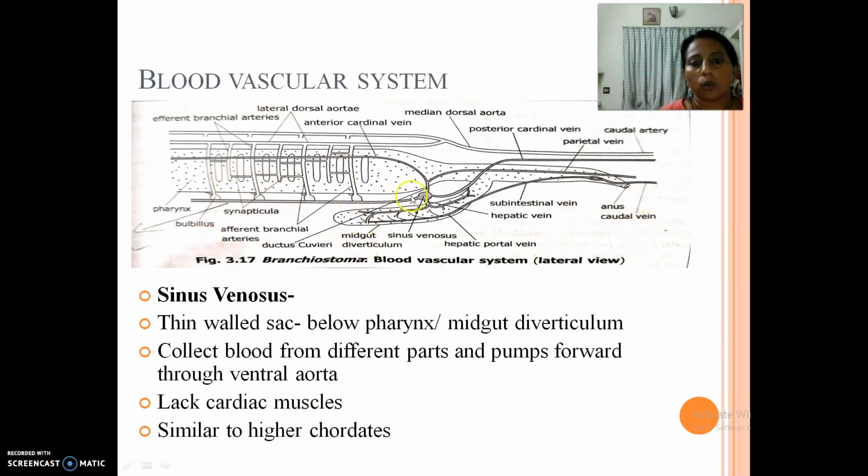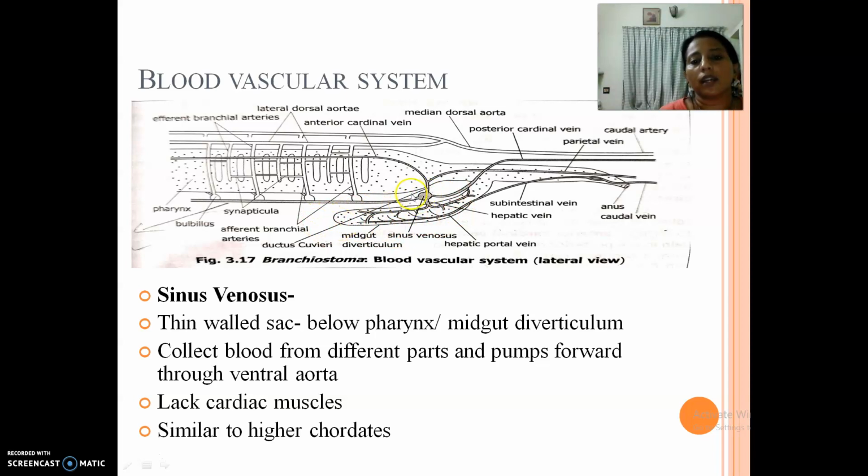This is the pharyngeal region, which denotes the anterior region of the body, and this is the caudal vein, which shows the tail region. Here we can see the location of the sinus venosus. You must have learned the digestive system in detail, so you must know the structure called the midgut diverticulum, or the hepatic diverticulum.